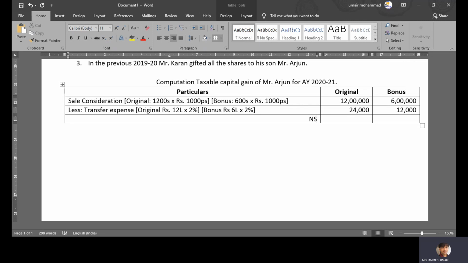So the net sale consideration will be 11 lakh 76,000, and here it will be 5 lakh 88,000. So we have computed the first step.